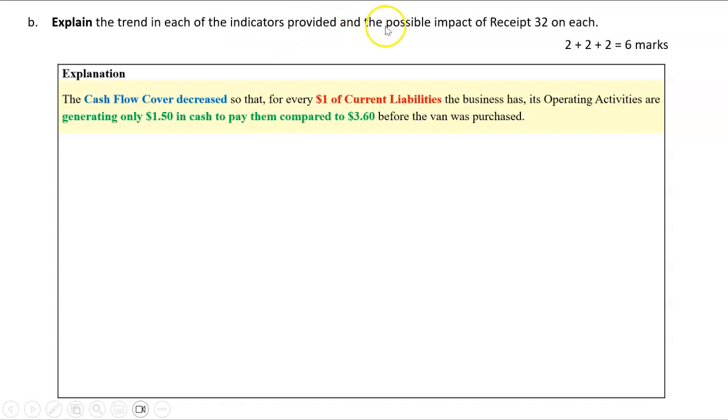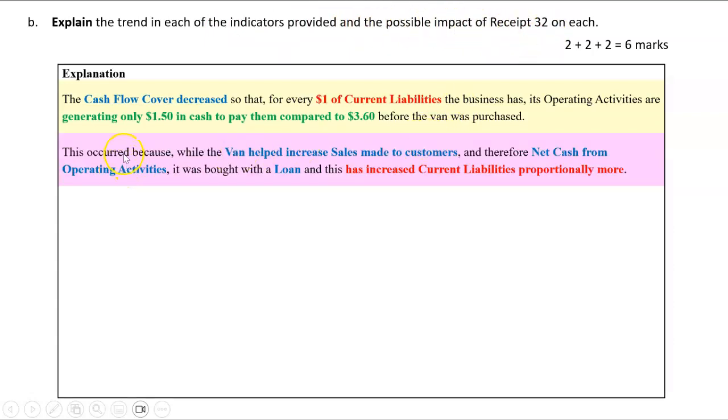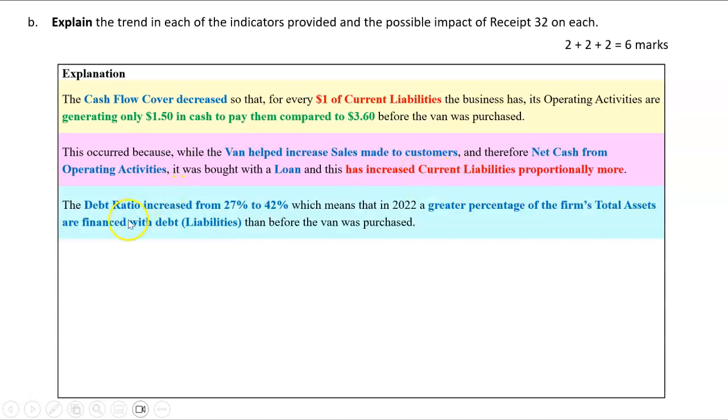But now it says explain the possible impact of receipt 32 on each. So I said this occurred, this trend here, because while the van helped increase sales made to customers and therefore net cash from operating activities, it was bought with a loan, and that loan increased current liabilities proportionally more. We need to say current because the cash flow cover only looks at current liabilities. So that's our first indicator done. Let's have a look at the second one.